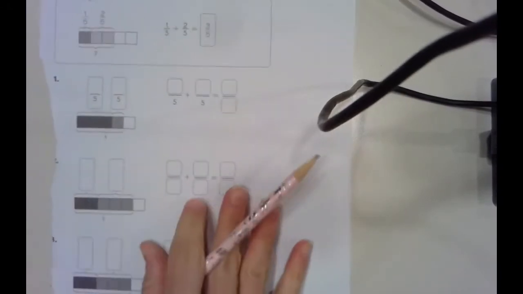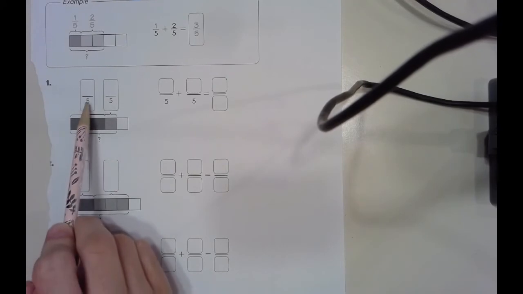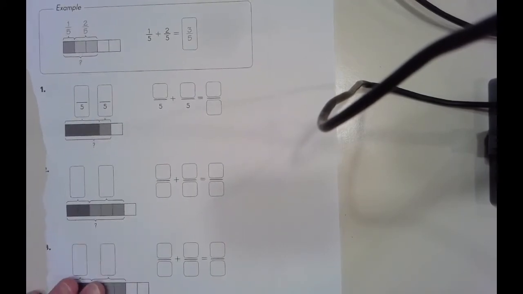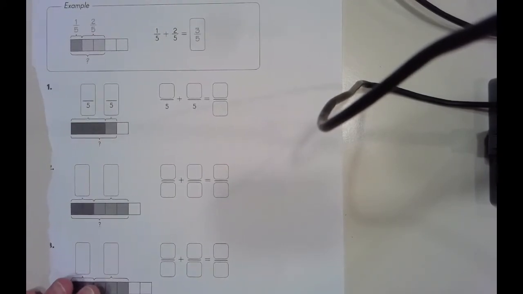So let's look at number 1. In problem number 1, they gave you a hint because they told you how many total parts made up the whole. And in this situation, you can see that this fraction is broken up into fifths, 5 equal parts. Okay?